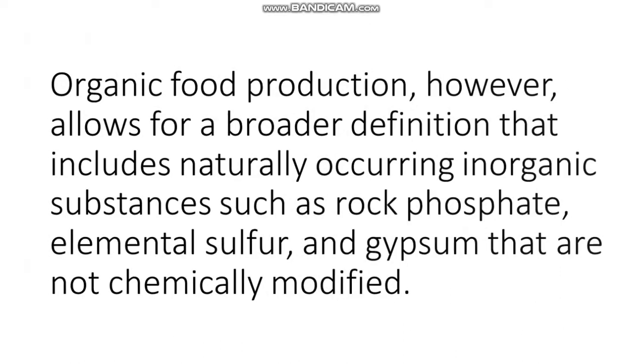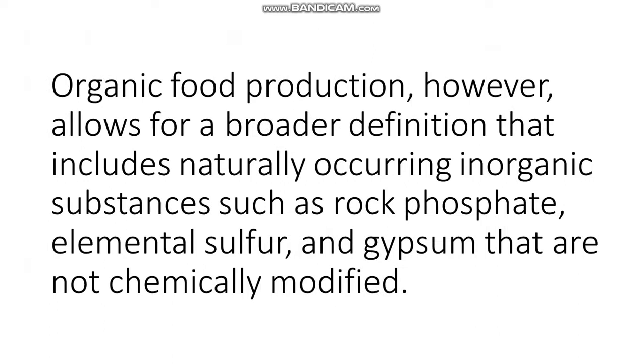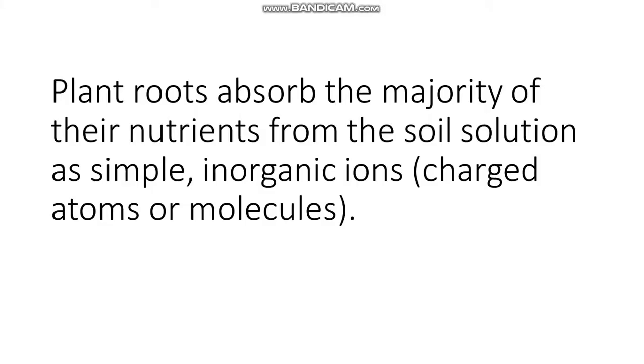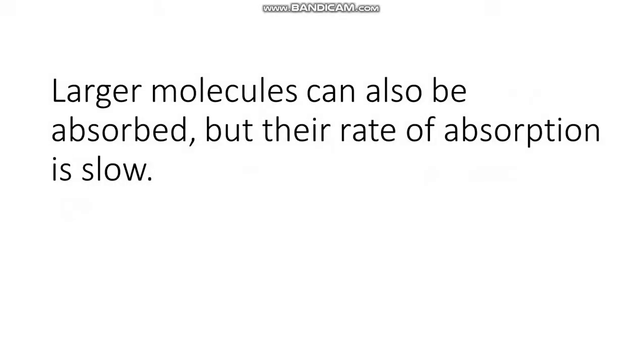Organic food production, however, allows for a broader definition that includes naturally occurring inorganic substances such as rock phosphate, elemental sulfur, and gypsum that are not chemically modified. Plant roots absorb the majority of nutrients from the soil solution as simple inorganic ions. Larger molecules can also be absorbed, but the rate of absorption is slow.